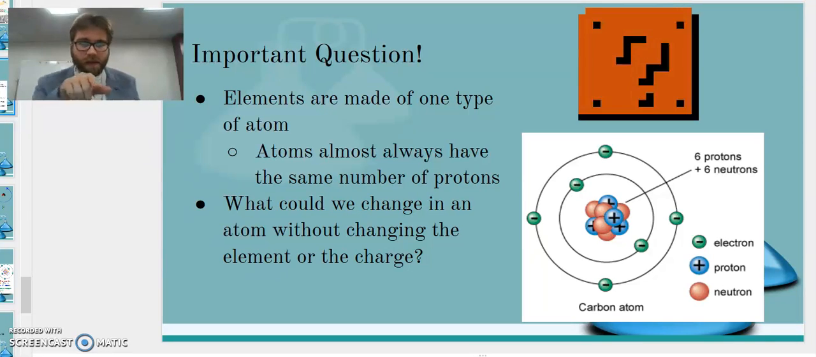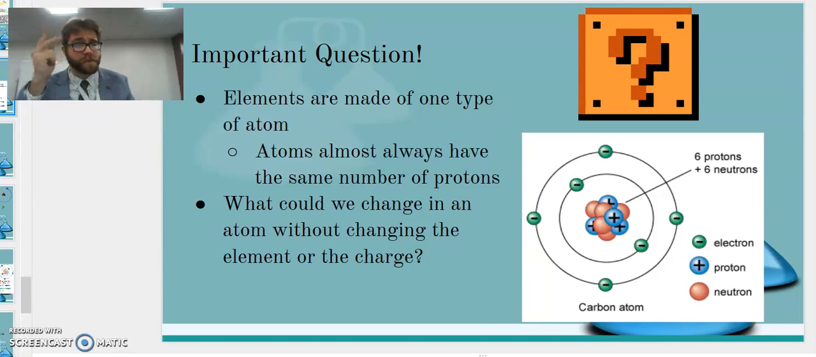So, elements are made up of one type of atom. Every atom only has a certain number of protons. Each atom's proton number is unique. For example, hydrogen only has one proton. Helium only has two. Lithium only has three. So, what could we change about the atom without changing what it is?